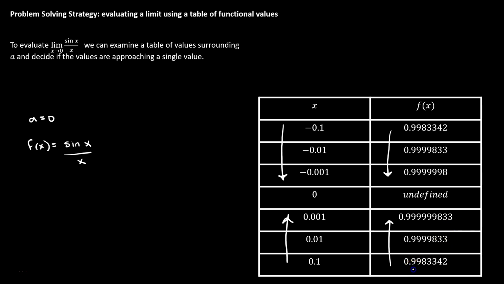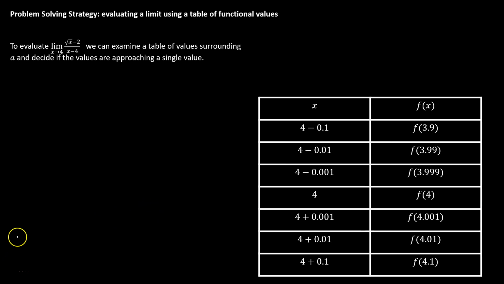So when we're the farthest away from f, we're at 0.99833342 on the right, and the same thing on the left. And as we move in, we're getting closer and closer to the value, which looks like it's approaching 1. So 0.9999 with a lot of nines. That's getting us closer and closer to 1. So for this limit, I would say that as x approaches 0, the function sine x over x is equal to 1.